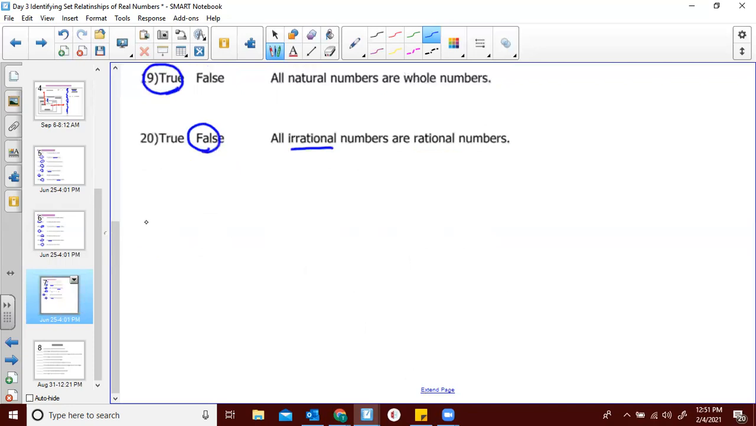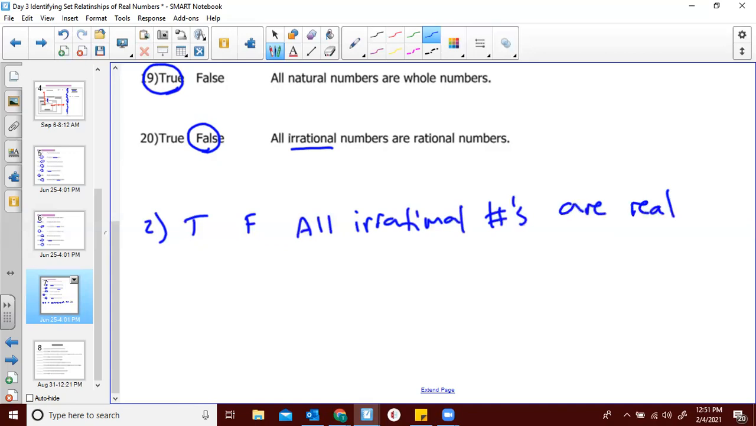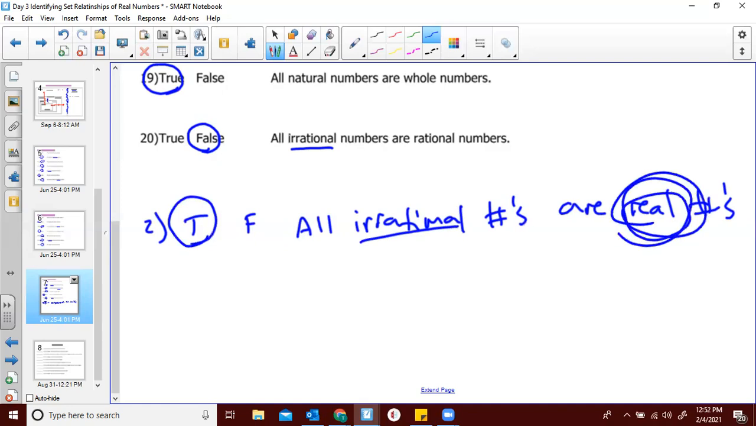Now, I do like this as a bonus question. True or false? All irrational numbers are real numbers. All right, and this is the one case where irrational is going to actually work, because all of the numbers I show you are real numbers. So if I see irrational numbers with real, I know it's going to be true.